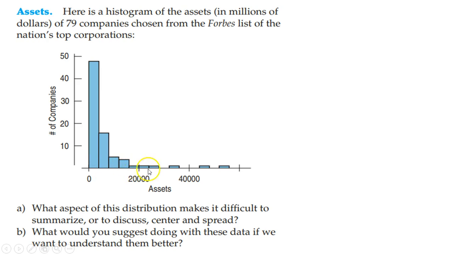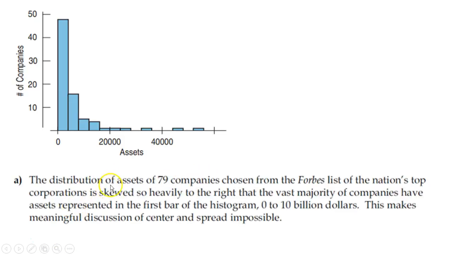1, 2, 3, 4, 5. So what is this, about 500, 1,000? Like it's too far apart, so it's going to make it harder. And what would you suggest doing with this data? I would definitely suggest maybe trying to space it out a little more, but the distribution of assets of 79 companies chosen is definitely skewed heavily to the right, as a vast majority of companies have assets represented in the first bar, right? $0 to $10 billion, basically.